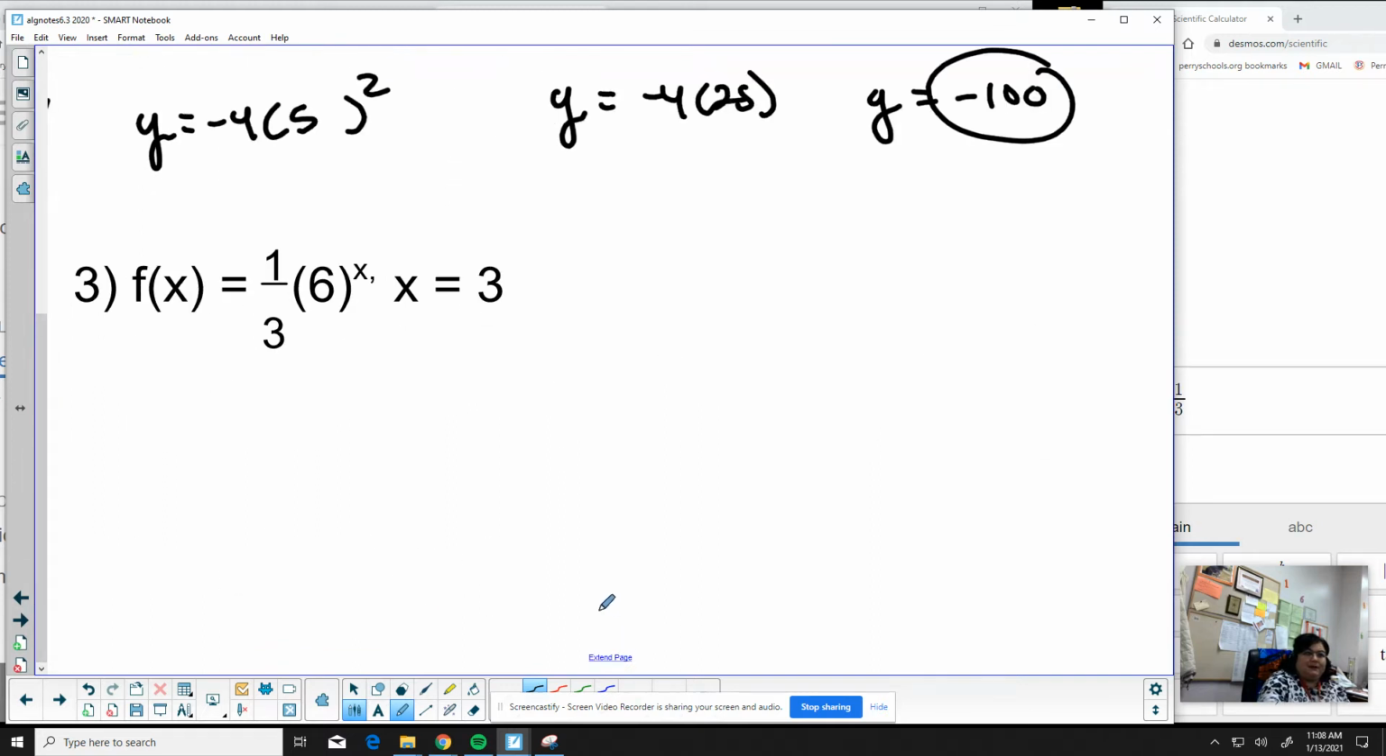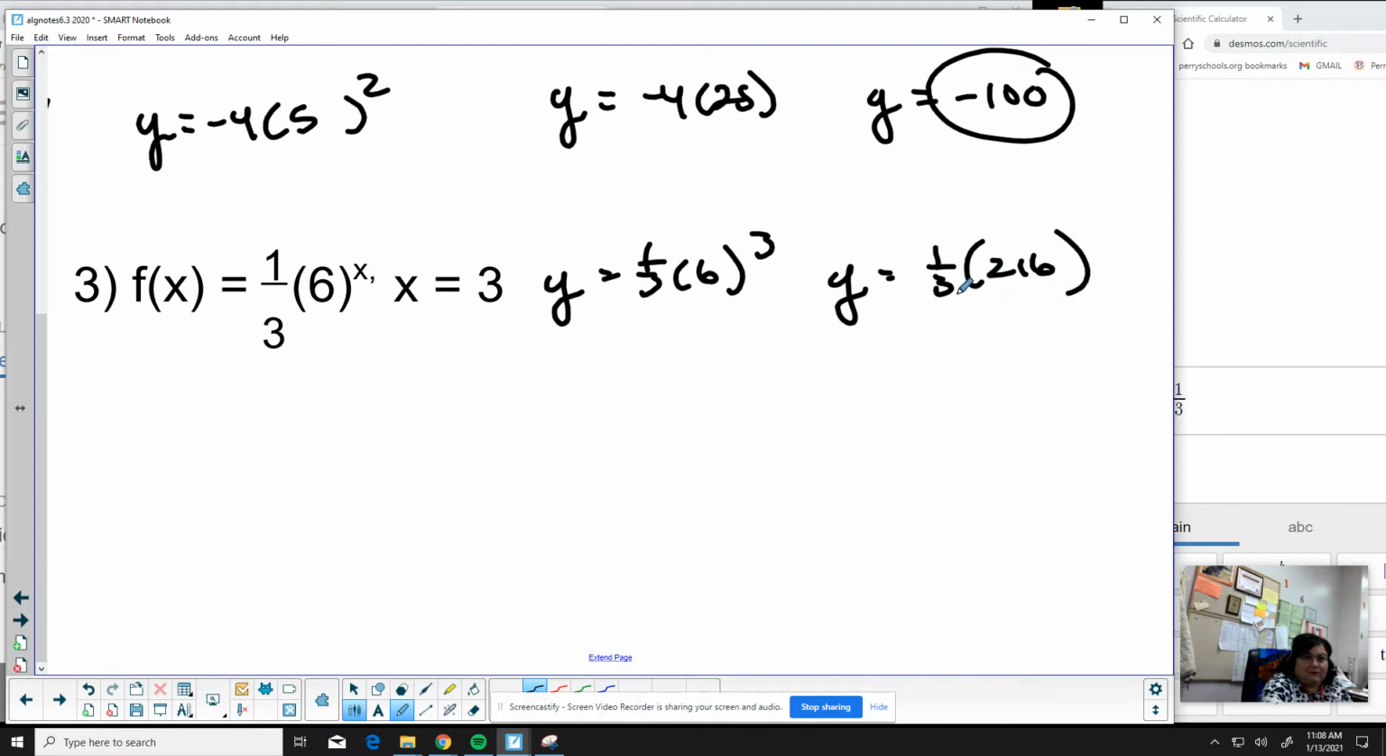Okay, and then let's take a look at this one. So y equals 1/3 times 6 to the x, with x being 3. 6 to the third is 216. And 1/3 of 216 would be 72. So y is 72 there.